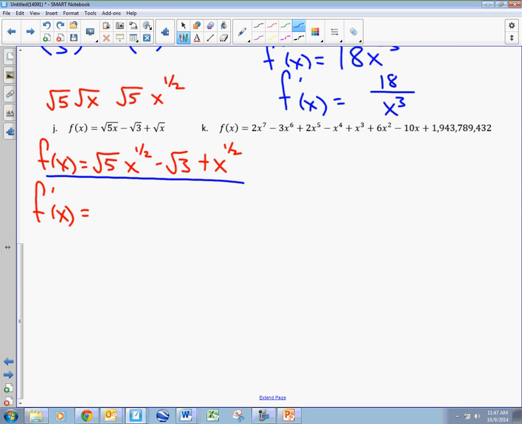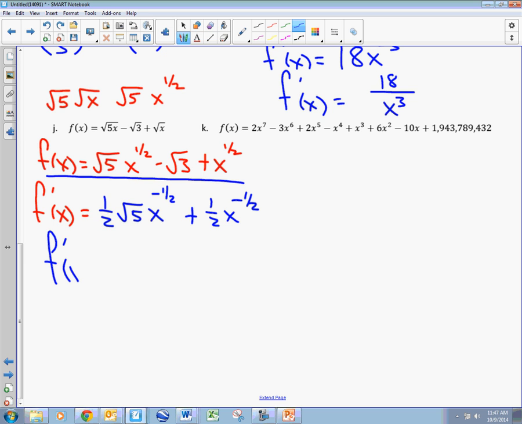Does everybody see how I came up with f of x? Okay, once you've got f of x, then apply the rule for f prime of x. So we drop the exponent in front. So we have 1/2 times the root of 5 times x to the what power? Negative 1/2. What's the derivative of root of 3? 0. Plus 1/2 times x to the negative 1/2.